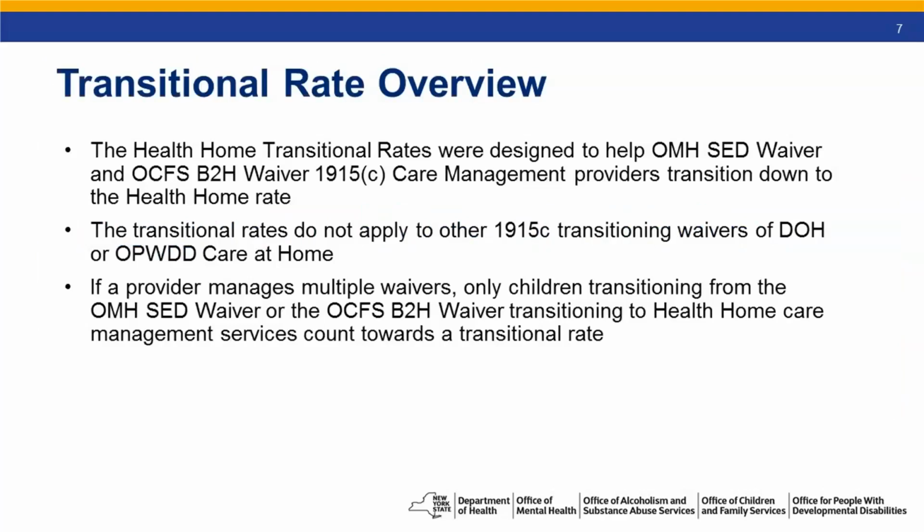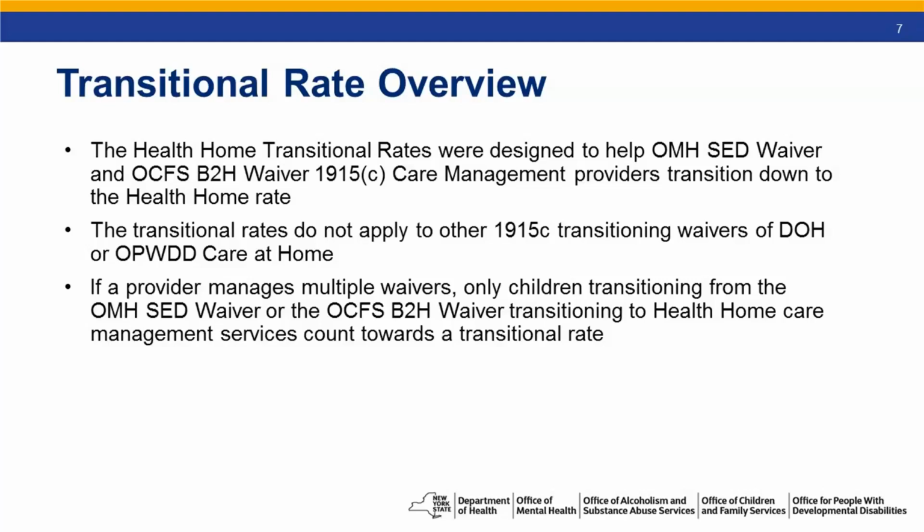The overview of the transitional rates, I'm going to pass that over to Gwen. Is that where I'm passing it to? No? Okay. Sorry. Transitional rate overview. The Health Home transitional rates were designed to help OMH SED waiver and OCFS B2H 1915C waivers providers transition down to the Health Home rate. Because as you will recall, the rates in the OMH SED waiver and the OCFS B2H waiver, those rates for ICC and HCI are around $1,200, so we need to transition them down to ensure proper access.